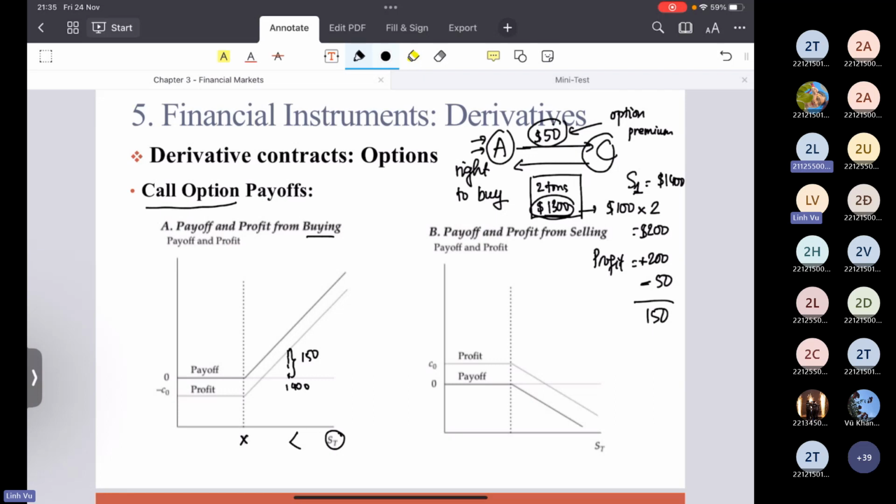So if we do not have the option premium, then the payoff for the buyer will be this line. But because of the option premium here, this one will be $50 of option premium. Okay, and therefore the actual profit for the buyer of the contract is only this line. Okay, this second line. Okay, so the actual profit.